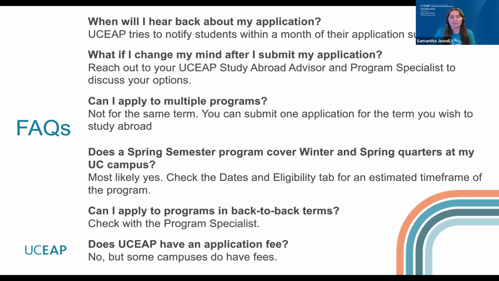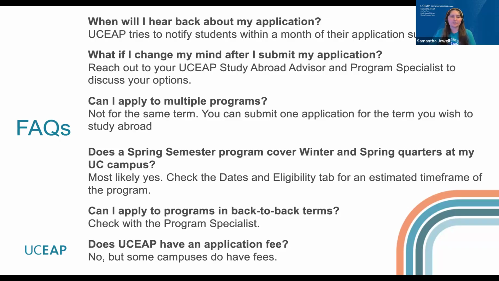For students who ask about applying to multiple terms, students are only allowed to apply to one program per term. So you do your research to make sure the program you're applying to fits your study abroad goals. Most universities are on the semester system, and if you are on a quarter system campus, you may miss both winter and spring quarter if you apply to a spring semester program.